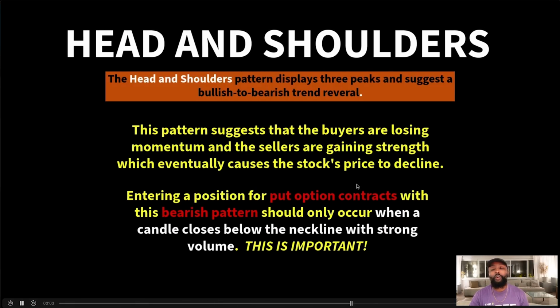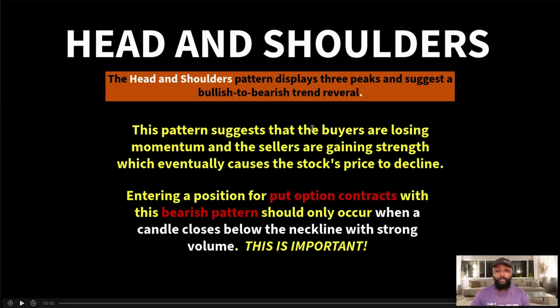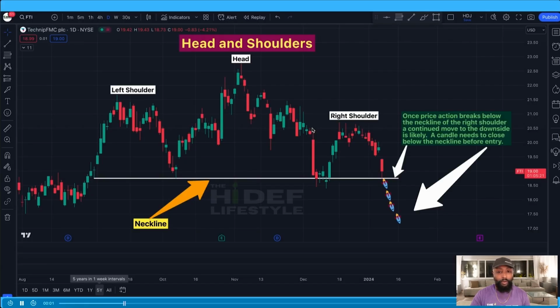The head and shoulders pattern. It displays three peaks, and it does suggest that we're going to go from bullish to bearish. All right, so similar to the double top, but the head and shoulders pattern looks different. Now, just as with the double top, you're looking to take a position with put option contracts because this is a bearish pattern.